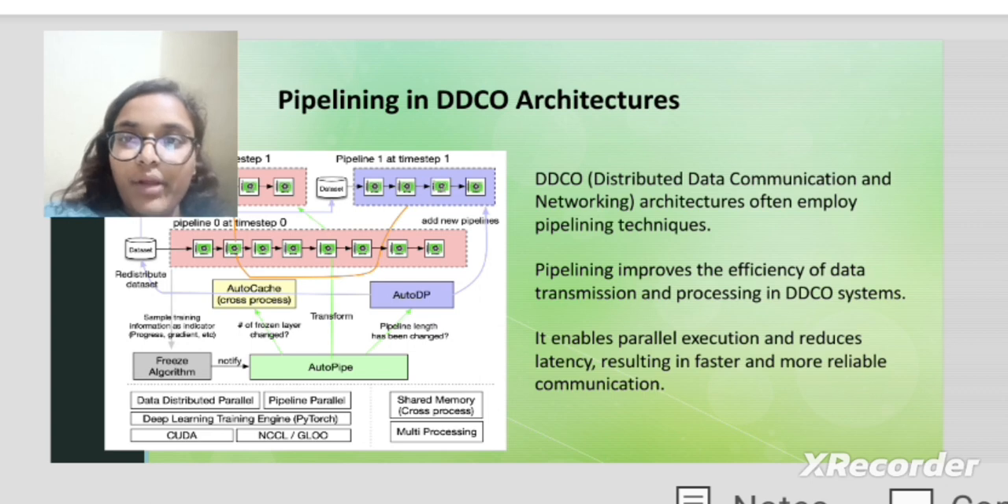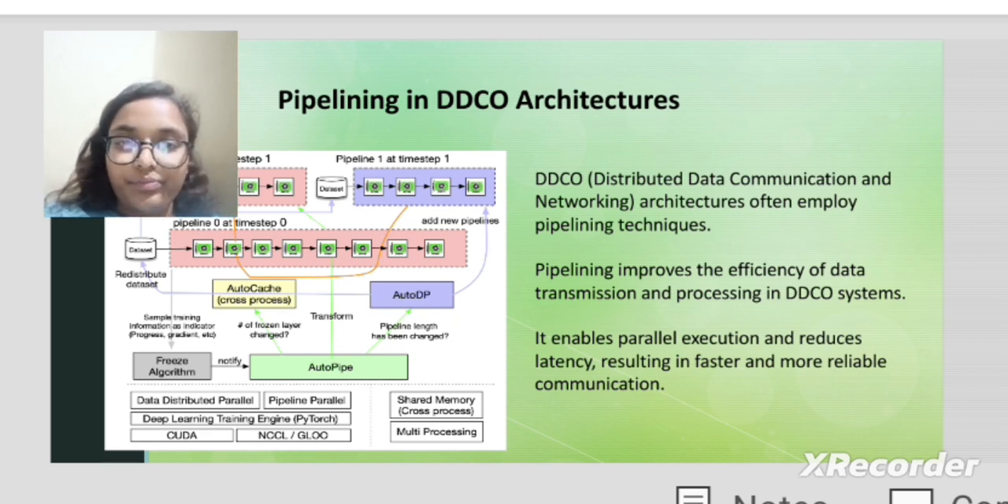Next is pipelining in DDCO architectures. DDCO, distributed data communication and networking architectures, often employ pipelining techniques. Pipelining improves the efficiency of data transmission and processing in DDCO systems. It enables parallel execution and reduces latency, resulting in faster and more reliable communication.